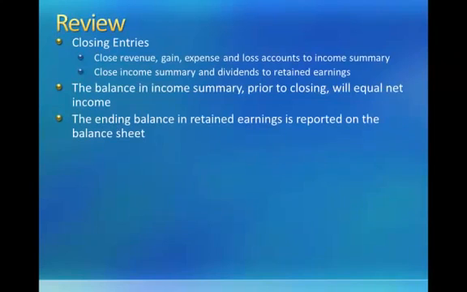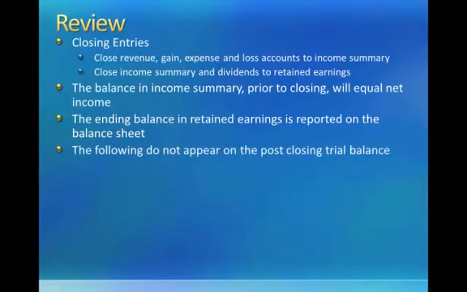The ending balance in retained earnings is reported on the balance sheet, and it will not change until you do your closing entries for the next accounting period. So this period's ending retained earnings balance will be equal to next period's beginning retained earnings balance. The following do not appear on the post-closing trial balance: revenues and gains, expenses and losses, dividends, and income summary. These are all considered temporary accounts and get closed out at the end of each accounting period.